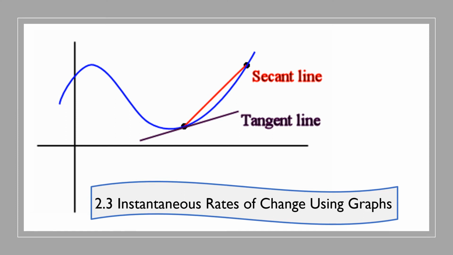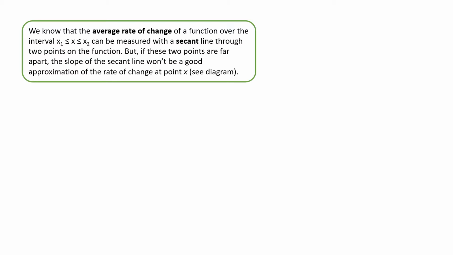Lesson 2.3, we're continuing on with rates of change. This time we're going to focus just on using graphs. This is a tangent line. Remember, a tangent line touches one point of the graph, a secant line touches twice.